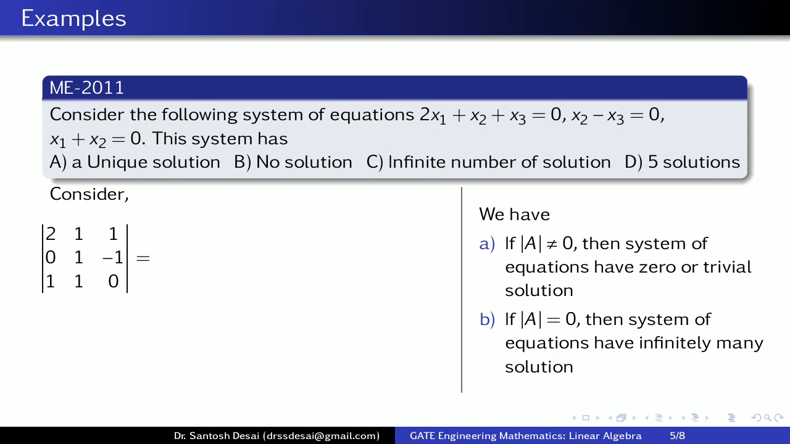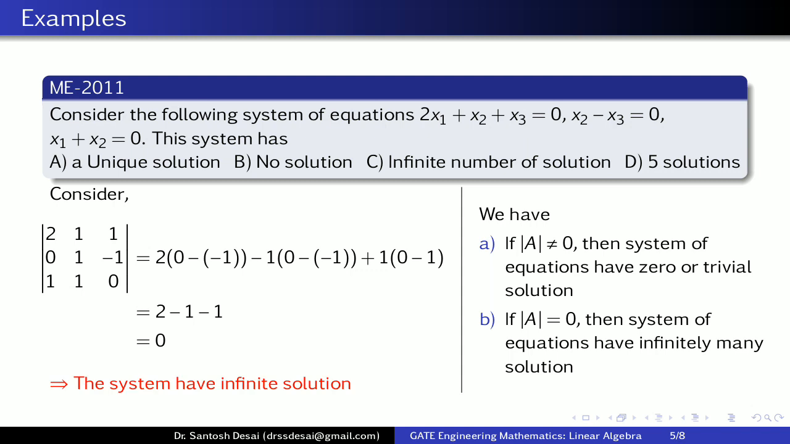Now expanding this determinant, we get 2 into bracket, first multiplication is 1 into 0, that is 0, then minus 1 into minus 1, so this is minus 1, then minus 1 into bracket, first multiplication is 0 into 0, that's 0, and minus 1 into minus 1, that is minus 1, and plus 1 into bracket, first multiplication is 0 into 1, that is 0, minus 1 into 1. So simplifying this, we get 2 minus 1 minus 1, and this is equal to 0, and therefore the system has infinite solutions.